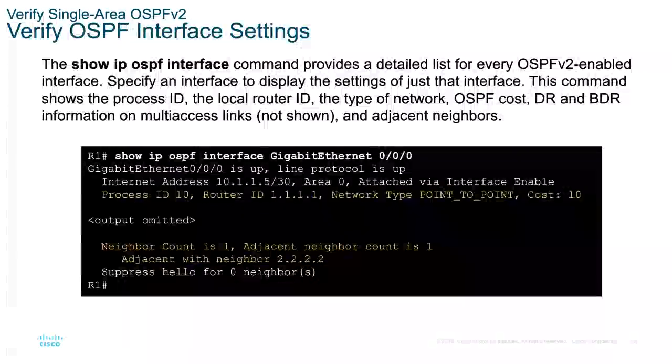So if you look at the interfaces under show IP OSPF interface and specify which interface you want to look at, this is where we find the network type and the cost for that link and how many adjacent devices are available via that link. So as there's a point-to-point network type, you would only expect to see one neighbor. If it's broadcast, you would expect probably to see more than one neighbor.